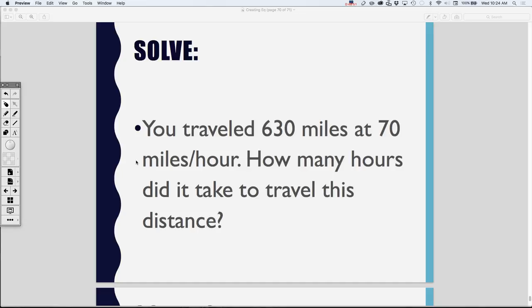Okay, what are we trying to find? Distance, rate, or time? Let's try that again. Take a breath. What are we trying to find? Distance, rate, or time? How many hours did it take to travel this distance? How many hours? What is hours? Time. Okay. So you are trying to find time.